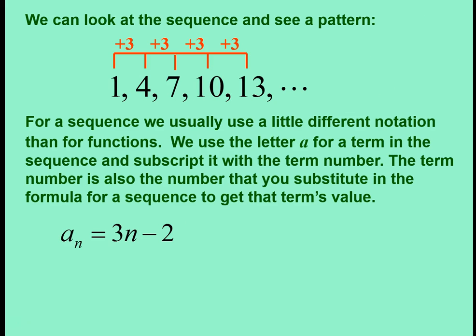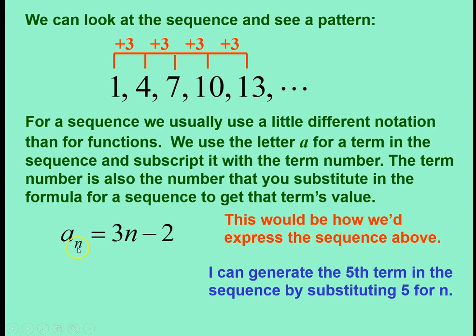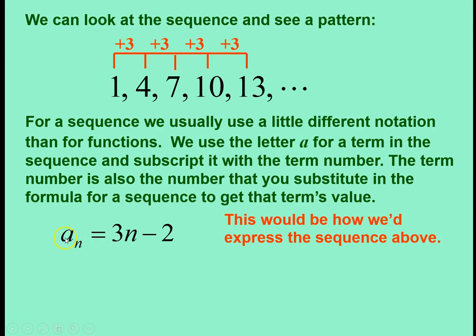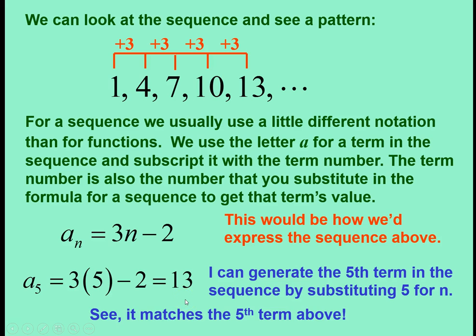Here's what the formula looks like. A sub n is the term in the sequence in position n, and n is the term number. You can generate, for example, the fifth term in the sequence by substituting 5 for n. So this would be written a sub 5, the fifth term in the sequence, is 3 times 5 minus 2, which is 13. See, it matches the fifth term above.